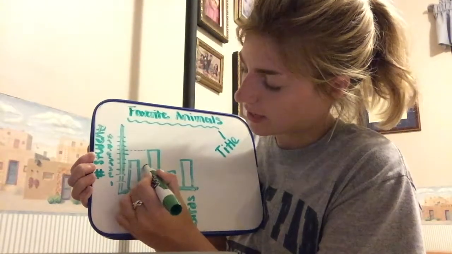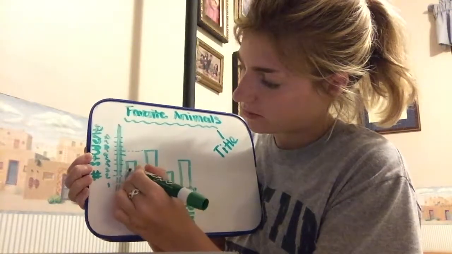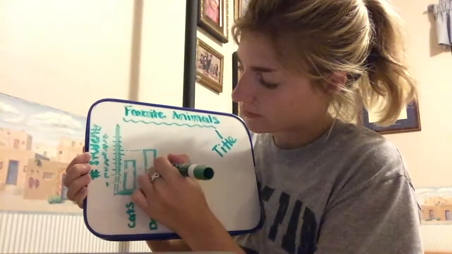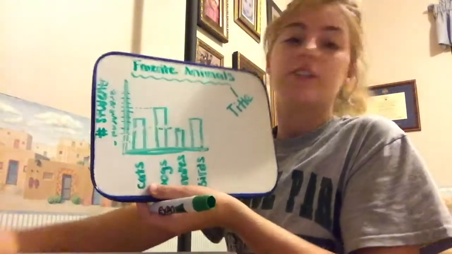We draw a dotted line. Can't really see that. And that's the top of it, and it equals 3. So those are the parts of our bar graph. So let's talk about our first example.